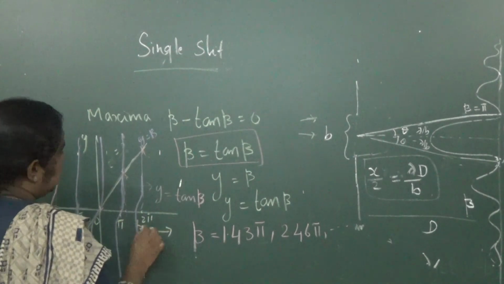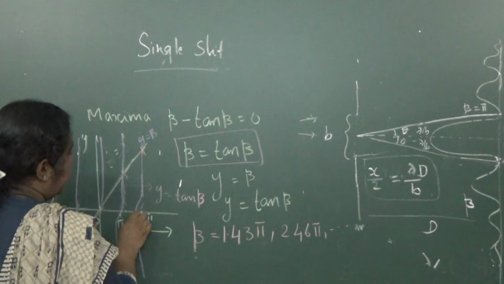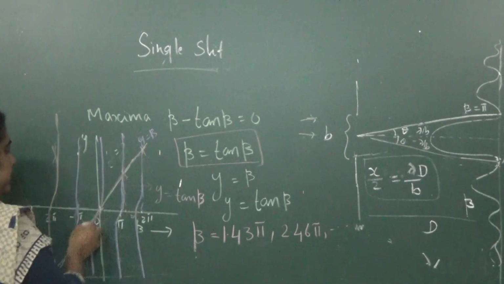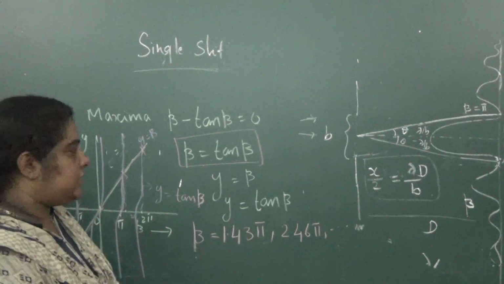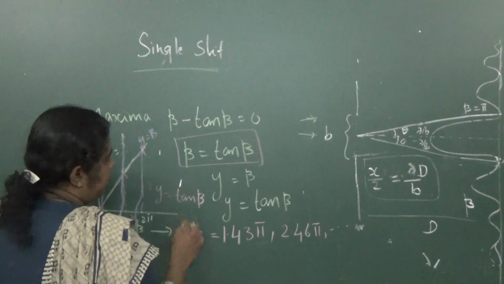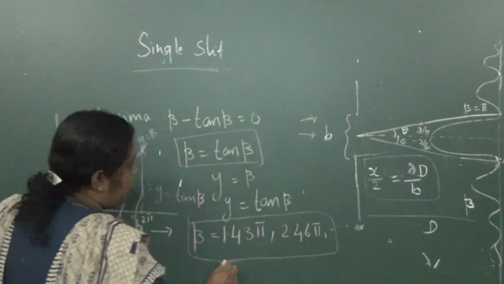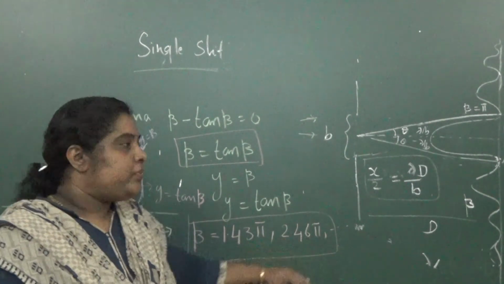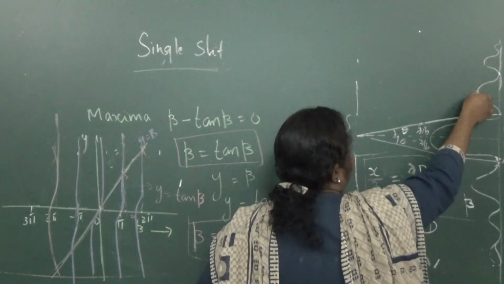Okay. Then another meeting point is actually 2 pi. Then 2.46 pi is another meeting point. Similarly, you can have minus 1.43 pi and minus 2.46 pi. So the condition for maxima is when you get beta equal to 1.43 pi and 2.46 pi. Okay, that means beta here is the condition for this secondary maxima.